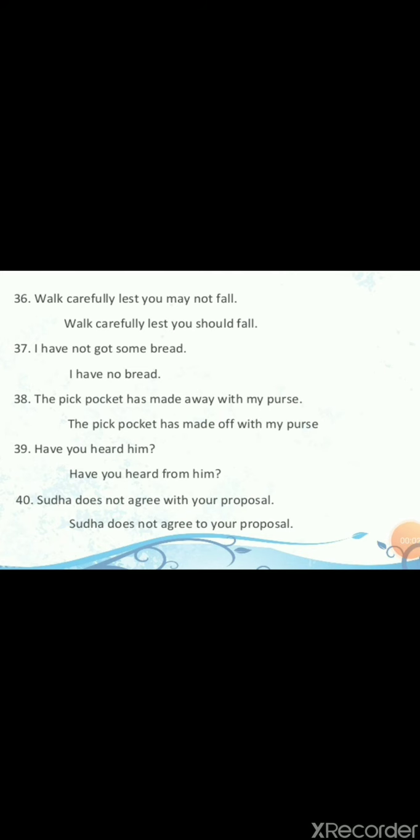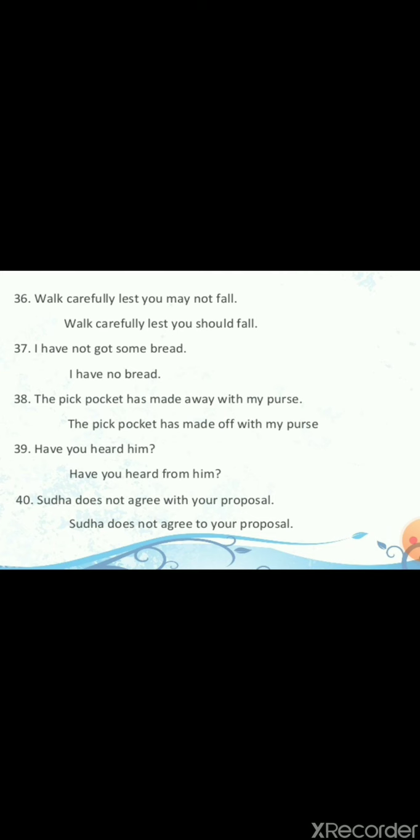Moving ahead with more sentences, some advanced ones. This is not the basic sentence error which you will find so easily. For that you need to be very focused and have very good grammar knowledge. Walk carefully lest you should fall. Not and less never come together. I have no bread. The second version is correct.